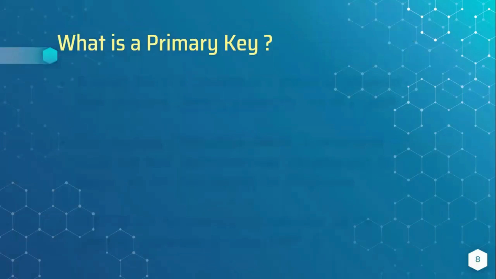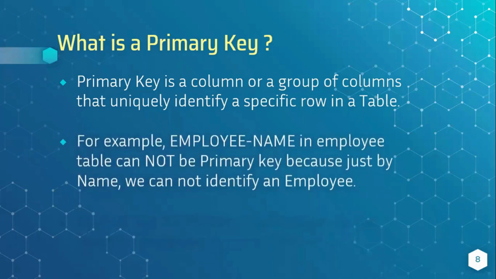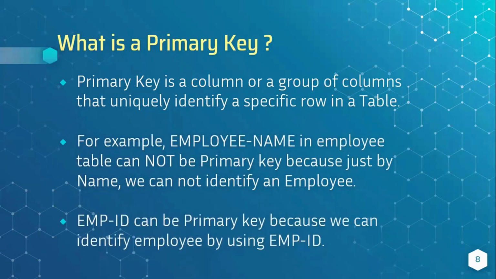What is a primary key? Primary key is a column or a group of columns that uniquely identify a specific row in a table. Suppose if we have 10,000 employees in a company, can we search for a particular employee Sekhar? No, because there will be many people, 3-4 people with the same name Sekhar. So employee name cannot be used as a primary key. So we should take some column which is unique to each employee, like employee ID. Employee ID can be used as a primary key.